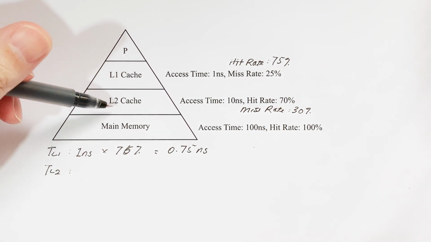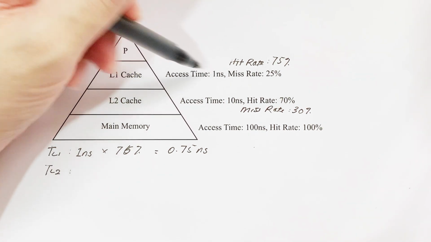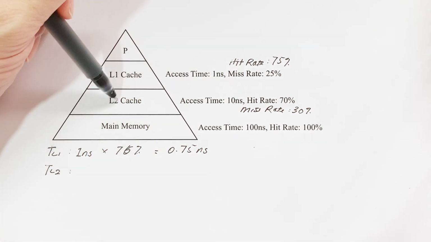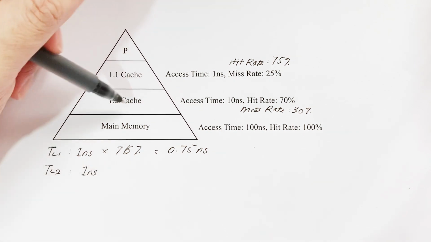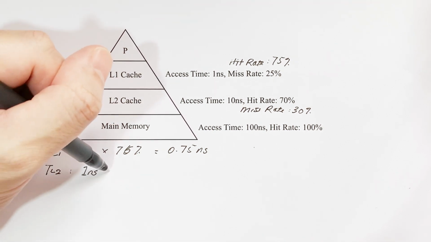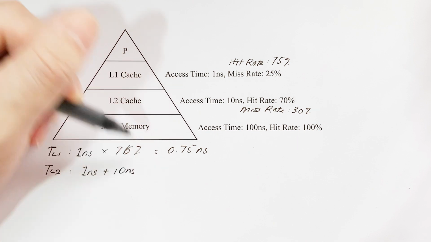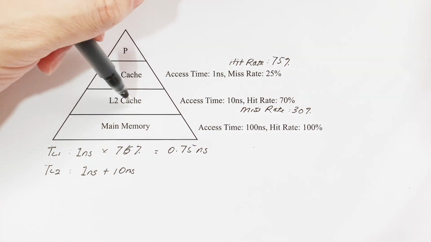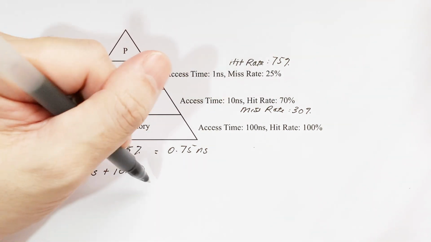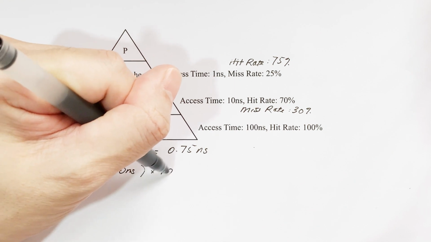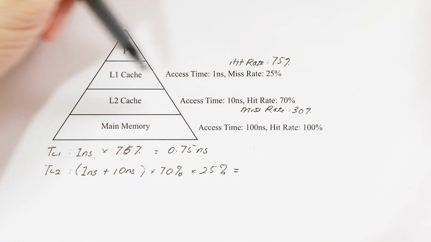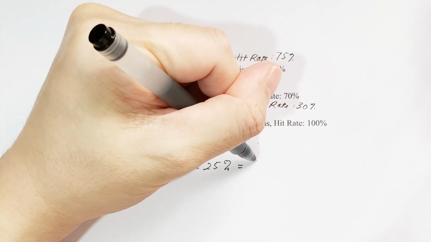And when it reaches level 2, it already spent 1 nanosecond at the level 1 cache, and the processor has to spend another 10 nanoseconds to look for the data in the level 2 cache. And the total time that the processor could find data in the level 2 cache would be 1 nanosecond plus the 10 nanoseconds, which is the access time required by the level 2 cache, multiplied by the hit rate of the level 2 cache, which is 70%, and then multiplied by 25%, which is the miss rate from the level 1 cache, and the value will be 1.9.